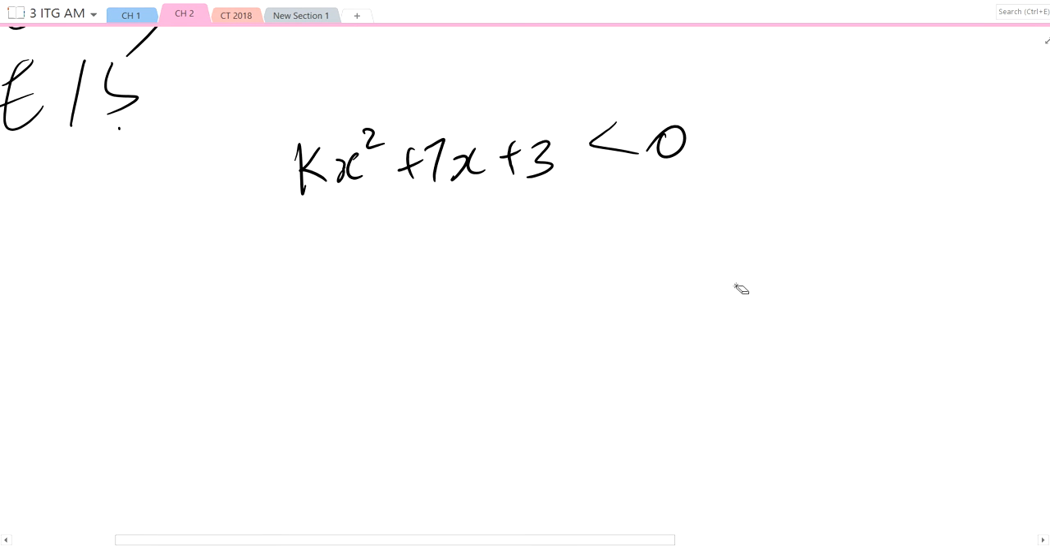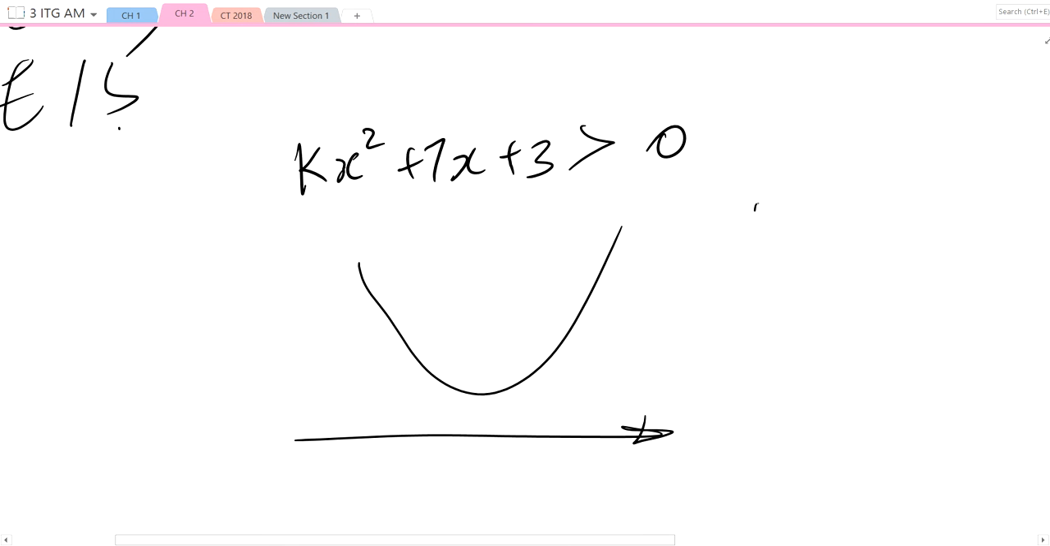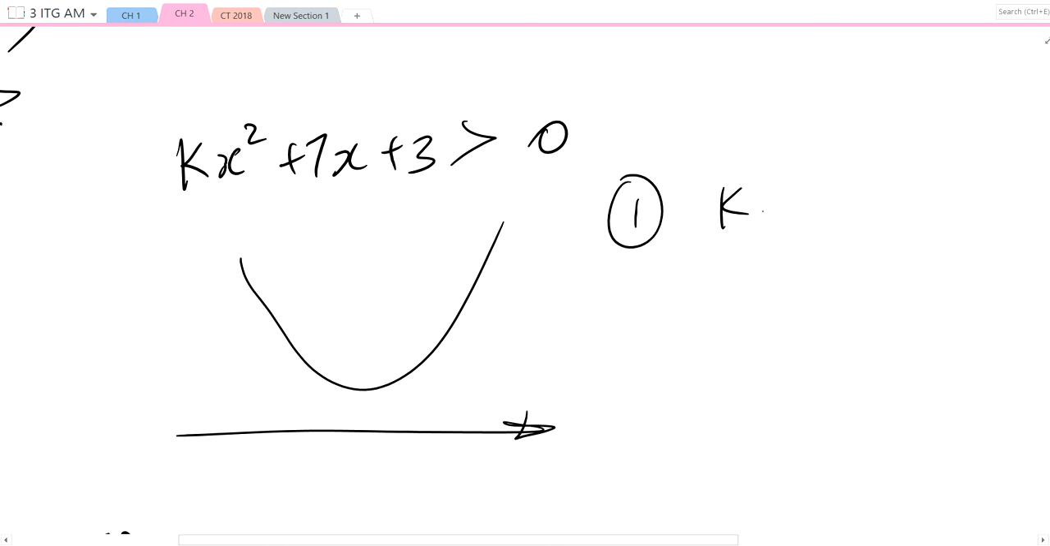Okay, let's go back to the original question. Don't confuse you too much. This is the original question. They say that it has to be always positive. So I know that first clue, k is greater than 0. Why? You don't need to explain why, but I need to know that you know why. Why is k more than 0? Okay, what does k represent? K is the coefficient of x squared. When the coefficient of x squared is more than 0, I get a parabola opening upwards. Alright? So that is the first thing that I can have.